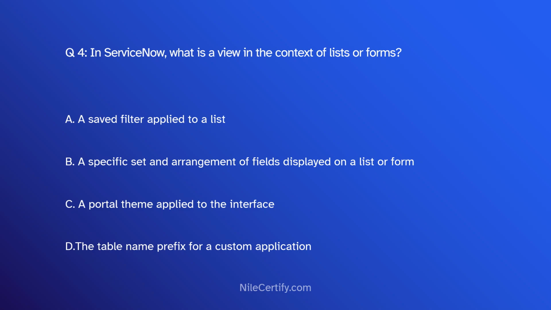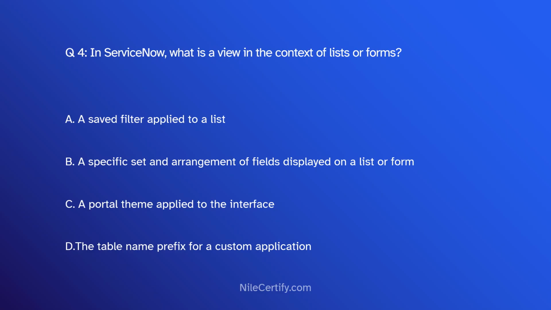Option B, a specific set and arrangement of fields displayed on a list or form. This is exactly what a view is. On a form, a view controls which fields appear and how they are laid out. On a list, a view controls which columns are shown for that list. You can switch between views like default, mobile, or a custom view, and the underlying record is the same. Only the presentation changes. This matches the wording in the question perfectly and lines up with how ServiceNow uses the term views. So B is correct.